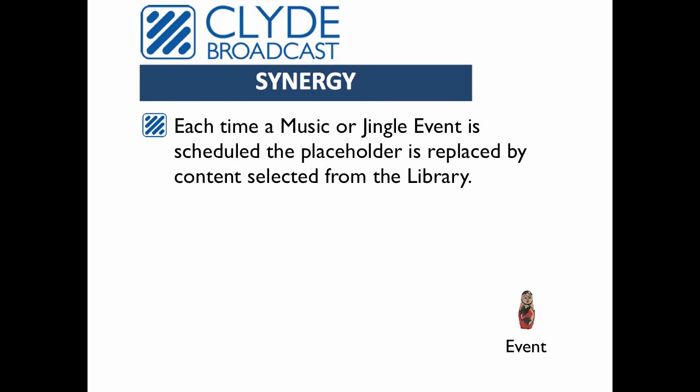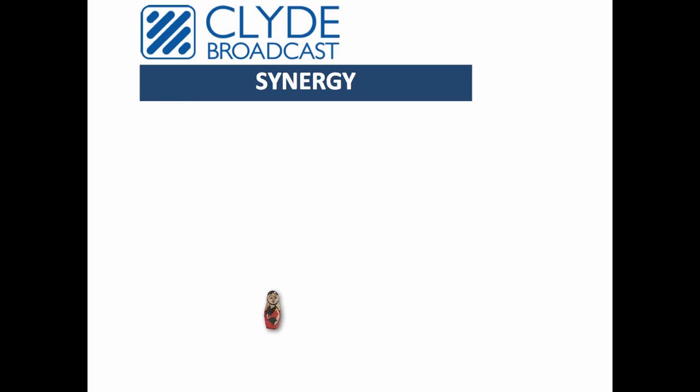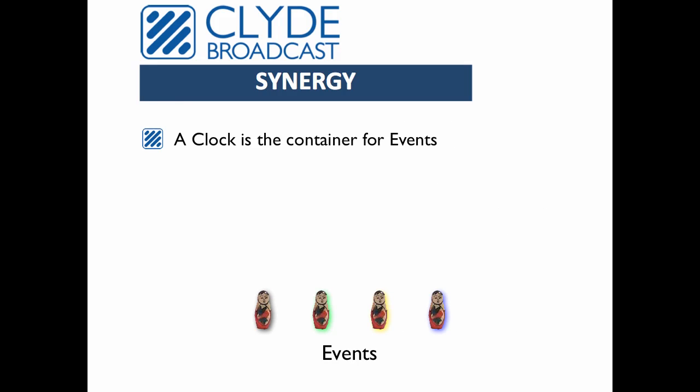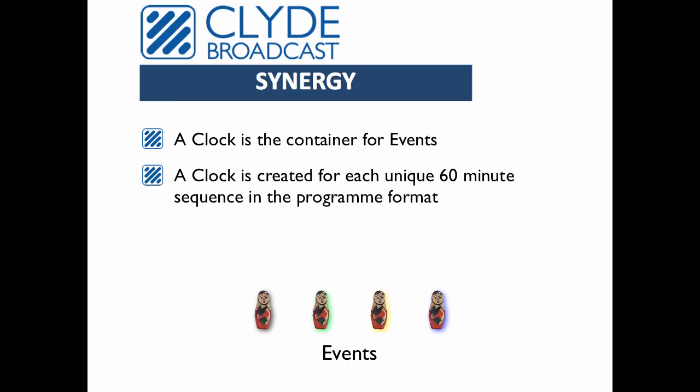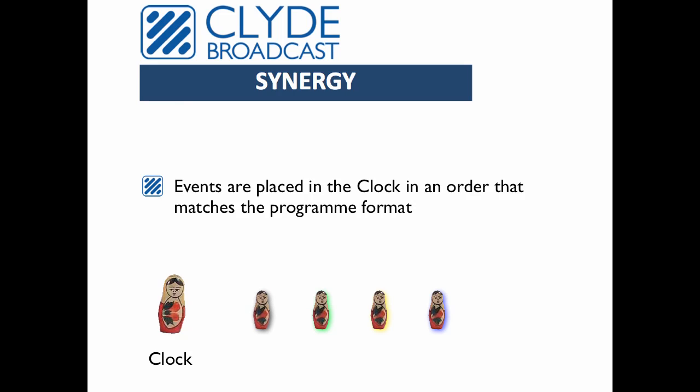When an event is scheduled, the placeholder is replaced by one of the music items you added. The order in which the tracks in the event are used is controlled by a set of rules. Once all the events required have been created, they can be assembled into clocks. Each clock lasts an hour. Once an hour or clock has been completed, it too can be used as often as is required. The events are placed in the clock according to the program format.